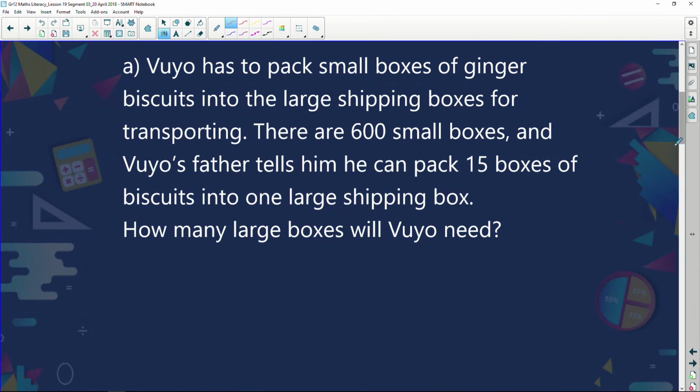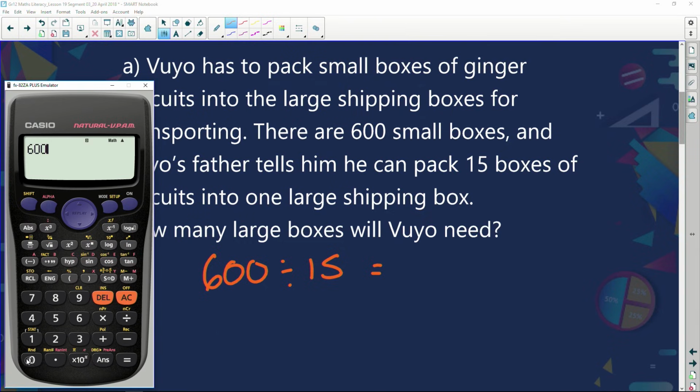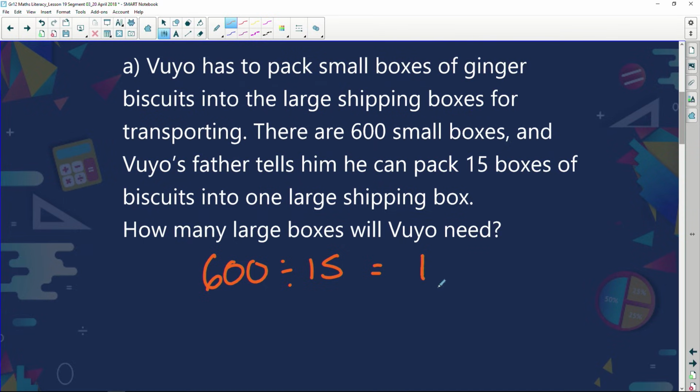Well, that's quite easy, isn't it? We've got 600 of these tiny little boxes. We're going to fit 15 of them into a bigger box. How many boxes am I going to need? So we go 600 divided by 15, and we get an answer of 40. So he needs 40 big boxes to pack all these 600 tiny boxes of biscuits.